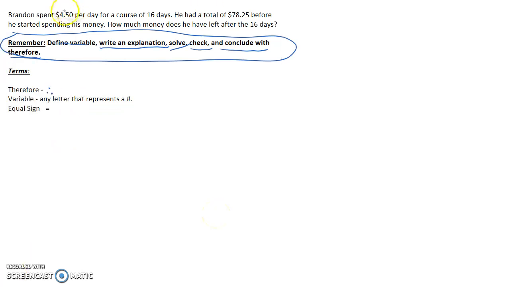So you want to circle the key numbers here. Brendan spent $4.50, circle $4.50, per day for a course of 16 days, circle 16 days. He had a total of $78.25 before he started spending his money, circle $78.25. And finally, how much money does he have after all the 16 days?